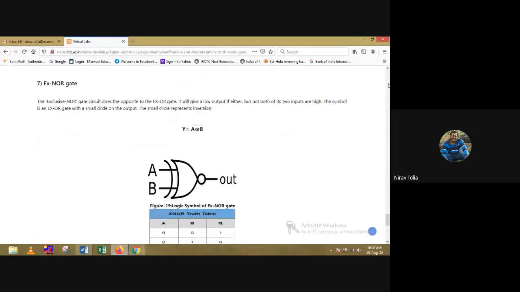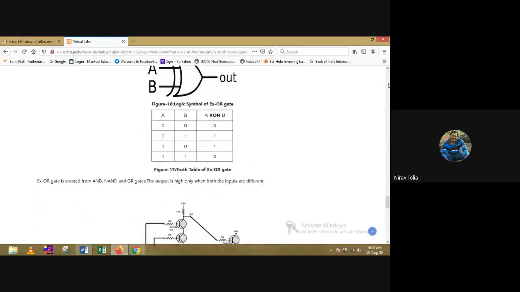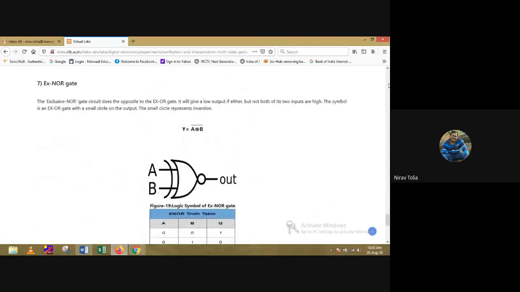The next one is the exclusive NOR gate. What is the exclusive NOR gate? It is an exclusive OR gate followed by a NOT gate. So the symbol of exclusive OR and exclusive NOR is nearly the same. What is the difference? We connect a NOT gate to the output of the exclusive OR gate, which is shown by a bubble. Now what is the equation of the exclusive NOR gate? It is AB plus A bar B bar. So it is the reverse compared to the exclusive OR gate.